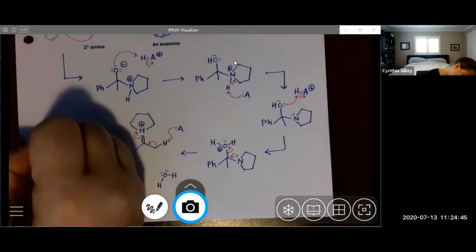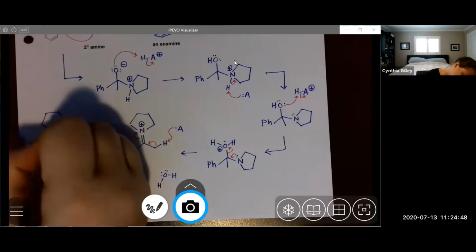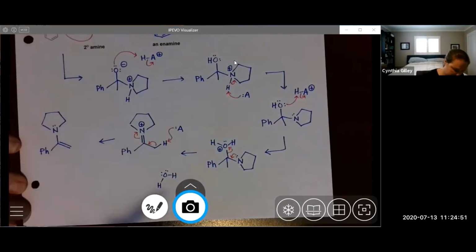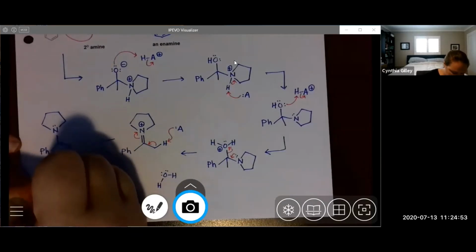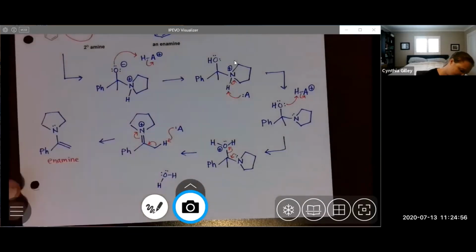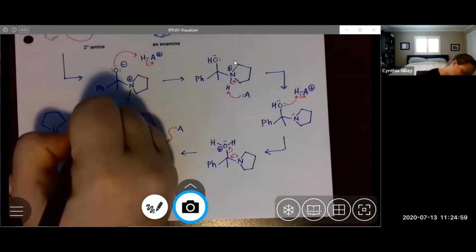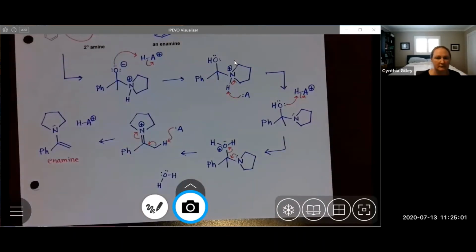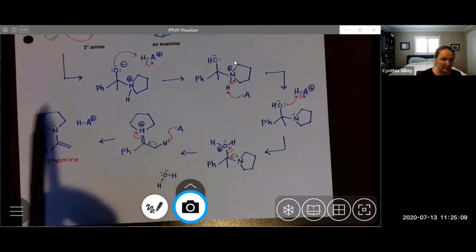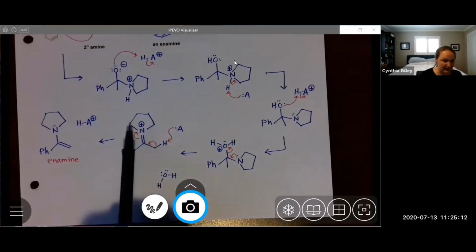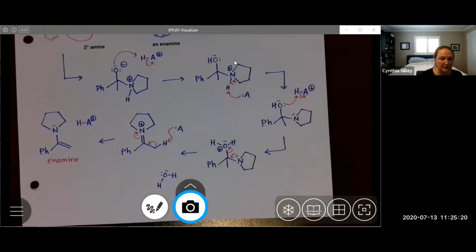So then the product here is an enamine. And we generated some of the acid, so we only need a catalytic amount. Right, so the only step that's really different from imine formation is this last step here. In imine formation, there would have been a hydrogen attached to this that we could deprotonate. But we don't have that, and so we have to take the hydrogen from the beta carbon in order to make the neutral product.